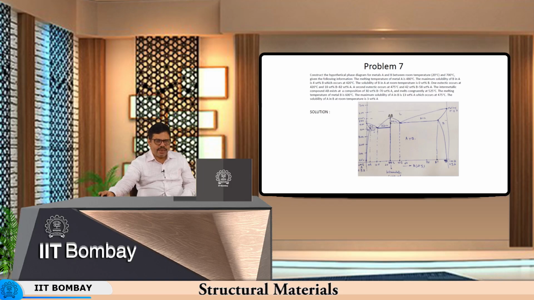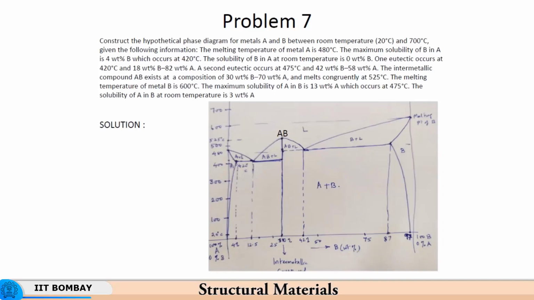The solubility of B in A at room temperature is 0 weight percent B. Okay. So, at room temperature the solubility goes down to 0 weight percent B. One eutectic occurs at 420 degrees centigrade and 18 weight percent B. So, this is the eutectic, at 18 weight percent B and 82 weight percent A.